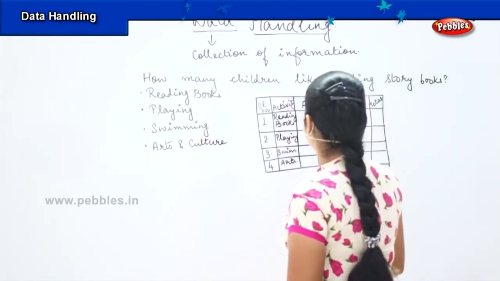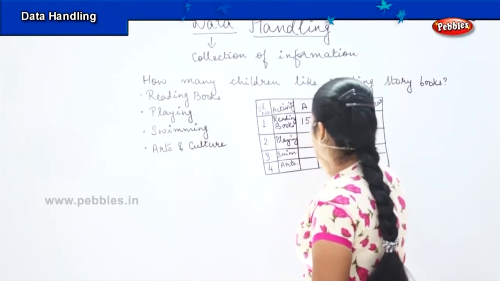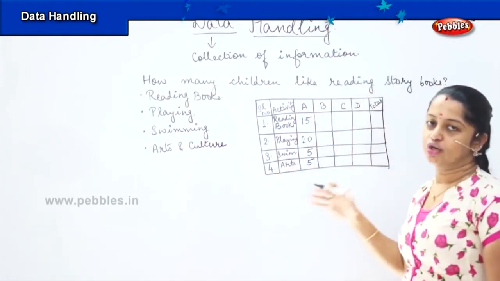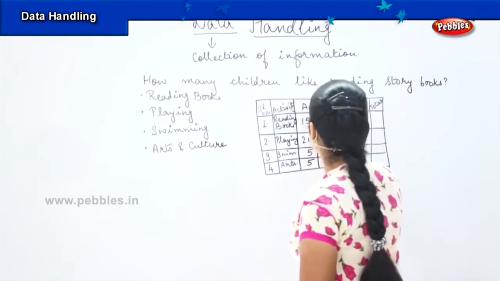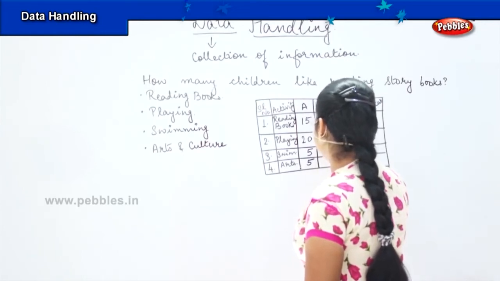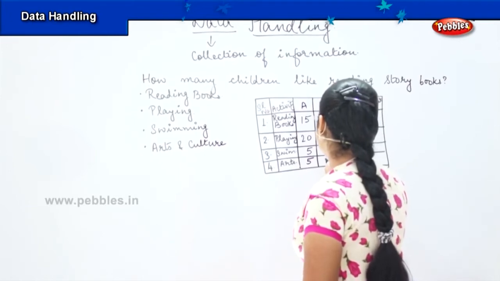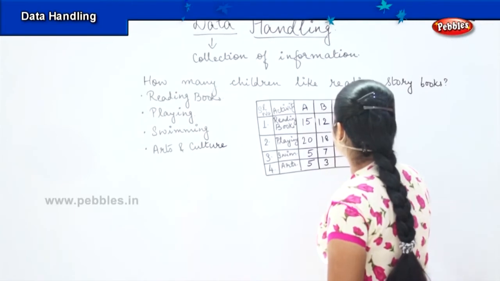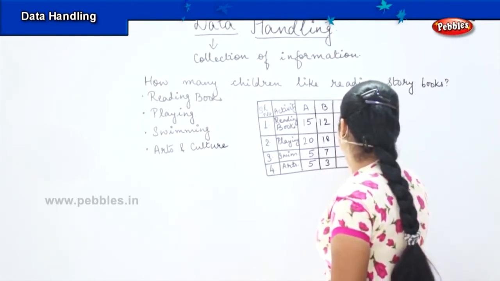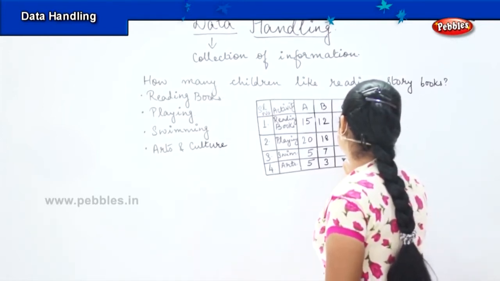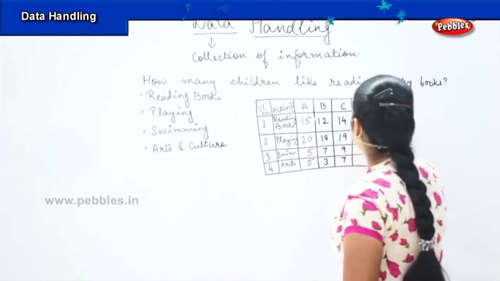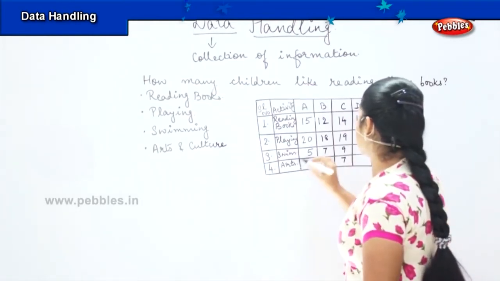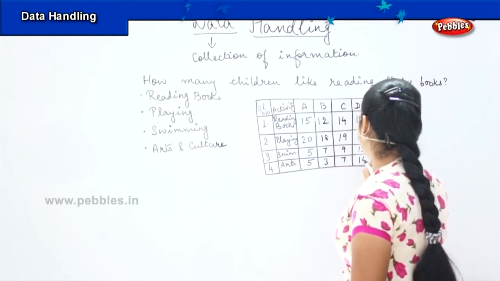Now say for example in section A, 15 children like reading books, 20 like playing, 5 like swimming, and 5 children like art and craft, which means they enjoy music or dance. In section B, 12 children like reading books, 18 like playing, 7 like swimming, and 3 children like art and craft. In section C, 14 like reading books, 19 like playing, 9 like swimming, and 7 like art and craft. Coming to section D, reading books is again 15, playing 18, swimming 12, and art and craft 14.